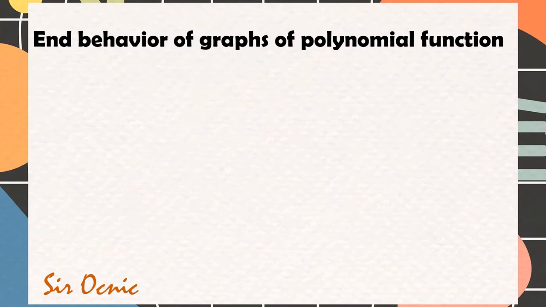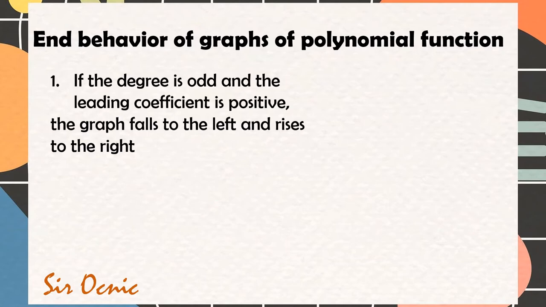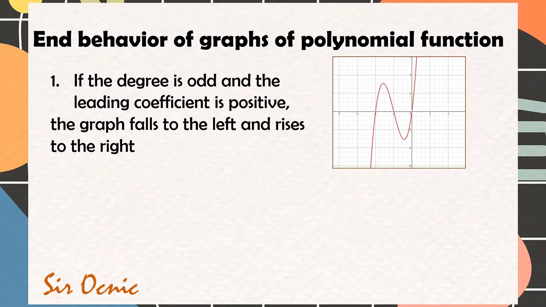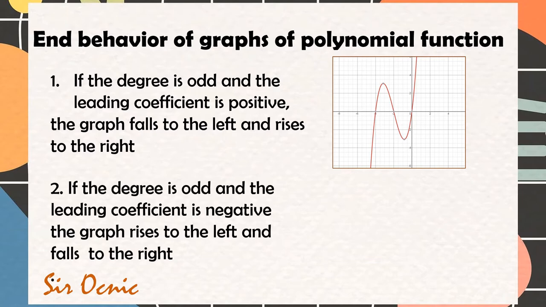Let us study the end behavior of graphs of polynomial functions. If the degree is odd and the leading coefficient is positive, the graph falls to the left and rises to the right, just like in this illustration. If the degree is odd and the leading coefficient is negative, the graph rises to the left and falls to the right.